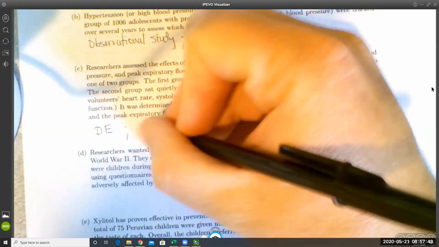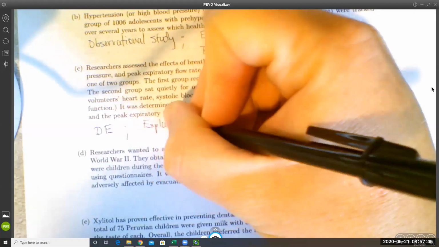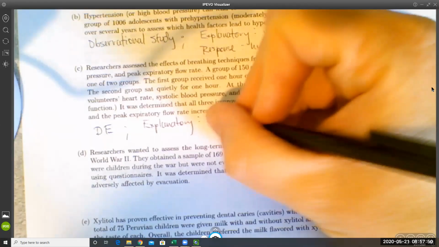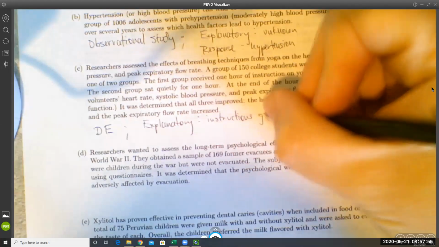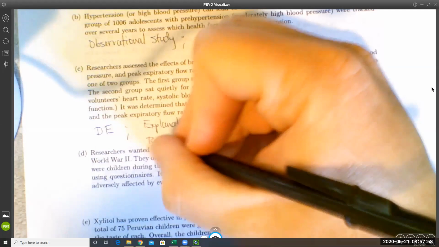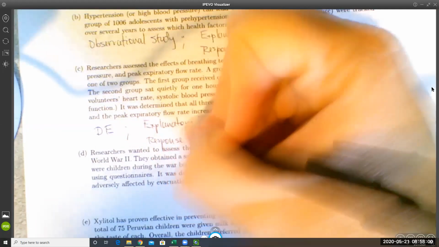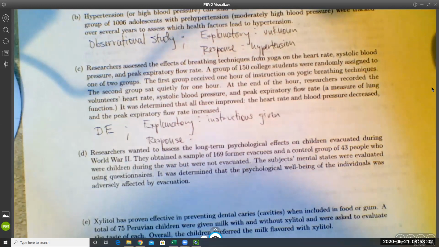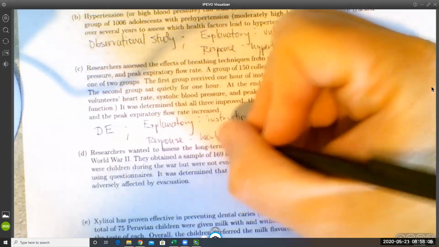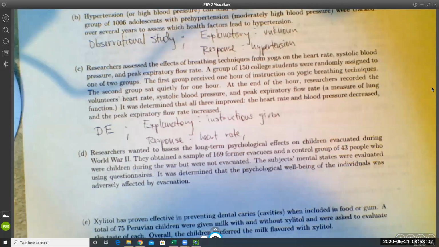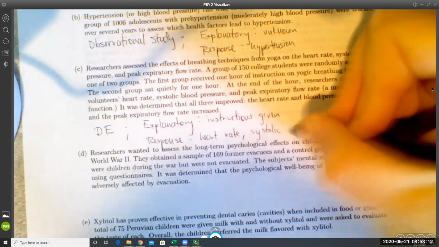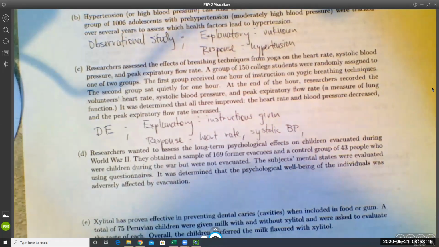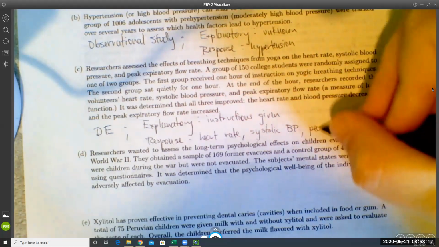So the explanatory variable was the instructions. And the response, well, there were 3 response variables that they were trying to measure: heart rate, systolic blood pressure, and peak expiratory flow rate.